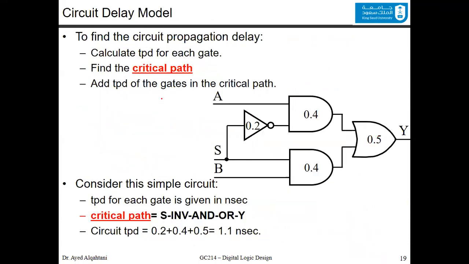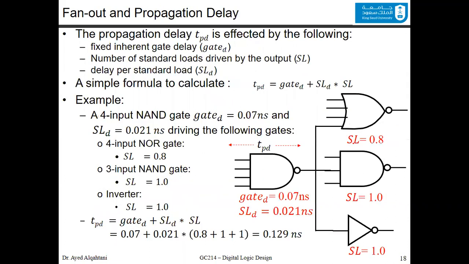The circuit delay model. Now, since we know how to find the propagation delay for any circuit, we can assume this simple circuit that chooses between A and B. S selects whether the output will have the value of A or the value of B. Since we already know a way to figure out the propagation delay for this circuit, we can write this number, 0.129 nanosecond, over here, and we say that this is the propagation delay for this circuit.